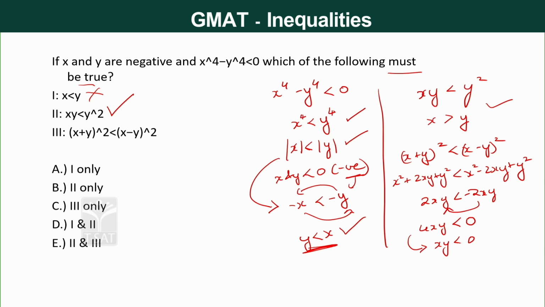So, this inequality sign remains as it is, and we are given that x and y are both negative. So, when you multiply two negative values, that is x and y, you land up with a positive value. So, x into y cannot be negative. So, this is also not true. Hence, our third statement is also not true. So, 2 only, that is option B.